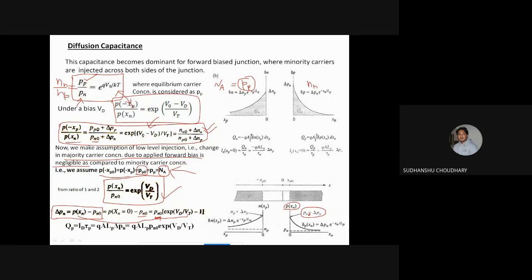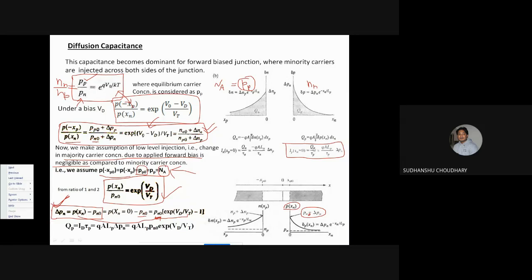So why are we calculating this delta Pn? We are calculating this delta Pn because in our equation, the minority carrier concentration, that is the charges, the p-type charge on the N side, has a contribution from delta Pn. That is QP by tau P is equal to QALP delta Pn by tau P. So that is why we require delta Pn over here. Right? So let us find out QP by using this delta Pn.